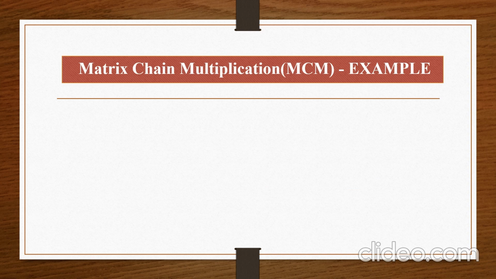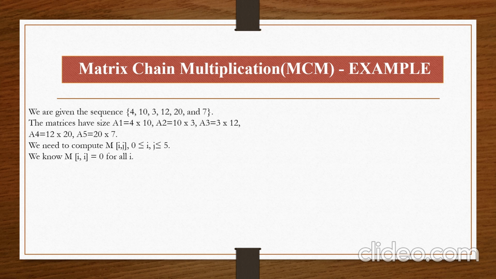Let us move into an example for solving matrix chain multiplication. Suppose you are given a sequence 4, 10, 3, 12, 20 and 7. What are these? These are the positions. This may be represented in an array. With these positions we can frame the dimension of a matrix. That is, A1 will include the first two, A2 will include this, A3 will include this one, A4 this one, A5 this one. So with these positions you can frame the dimension of the matrix.